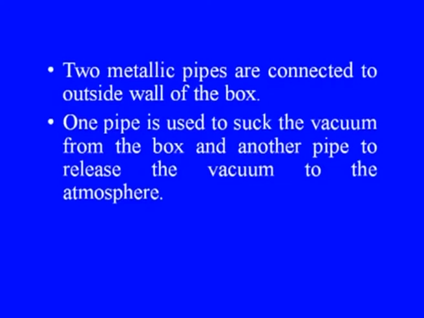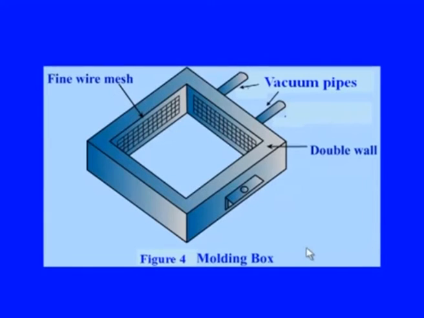This mesh prevents very fine sand particles from being sucked up from the sand voids in the box into the vacuum pump. 2 metallic pipes are connected to the outside wall of the box. As I said, one pipe is used to suck the vacuum from the box and the other pipe is used to release the vacuum to the atmosphere. This is the molding box, a typical figure used in this process. This is the double wall box and this is the fine wire mesh system.